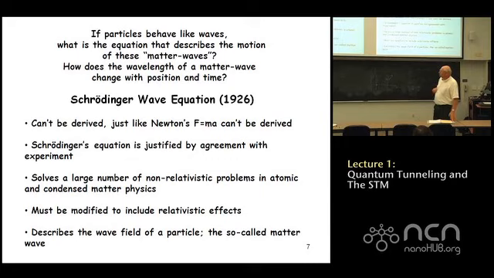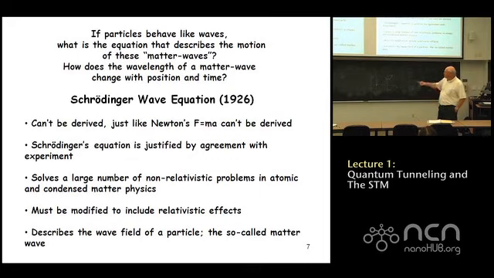Schrödinger's equation solves a large number of non-relativistic problems in atomic physics. So it allows you to predict the energy spectra of all the electrons and all the atoms, right? It is a non-relativistic equation. So if your electrons start to acquire relative velocities comparable to the speed of light, Schrödinger's equation has to be modified.